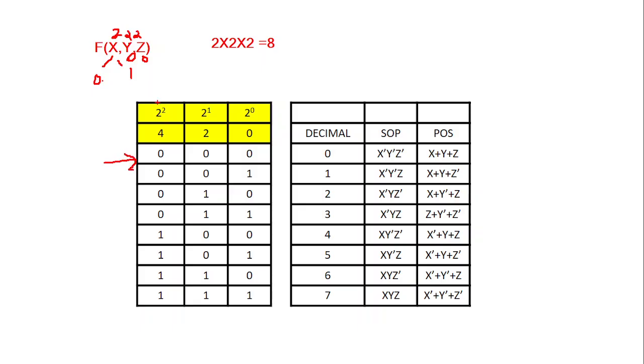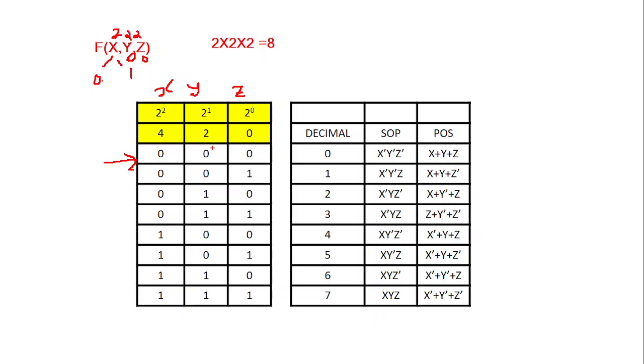I take this as X, this as Y, this as Z. So X is 0, Y is 0, Z is 0. Next, what are the possibilities? X 0, Y 0, Z 1. What is the next possibility? X 0, Y 1, Z 0. You know very well: then 0 1 1, 1 0 0, 1 0 1, and so on. So you know very well how to write the binary for three variables. Okay, you have done that.